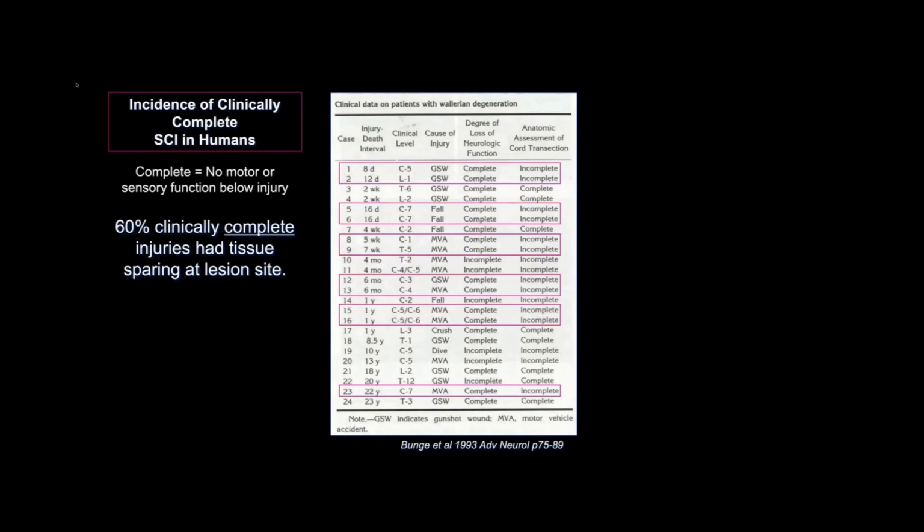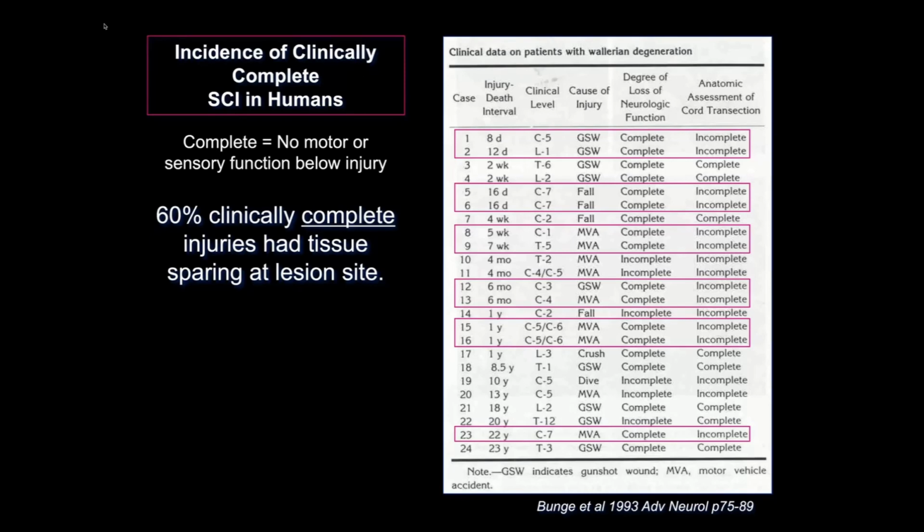There's some data that came out back in 1993 from Dick Bunge's group at the Miami Project. There, they have a large tissue bank of spinal cord injured individuals who they were able to treat while they were alive and then look at their spinal cord tissue after they passed away. What they noticed, surprisingly, was that 60% of people who were clinically complete, meaning they had no sensation and no motor function below the level of the injury, were actually anatomically incomplete, meaning they did have some tissue spared at the injury site.